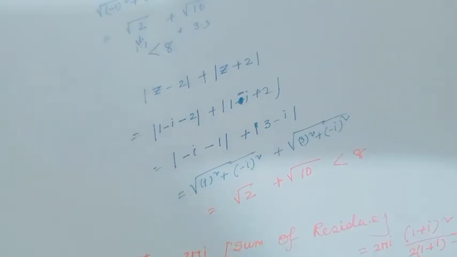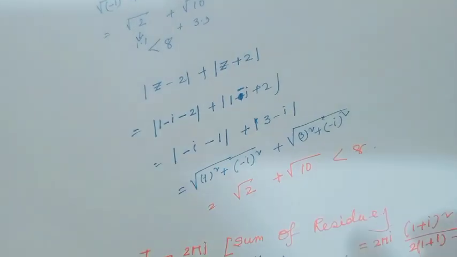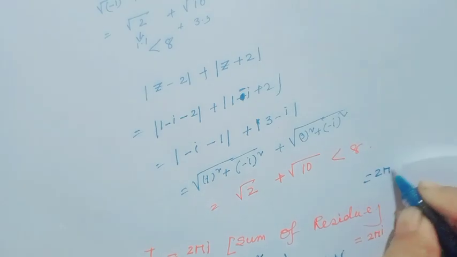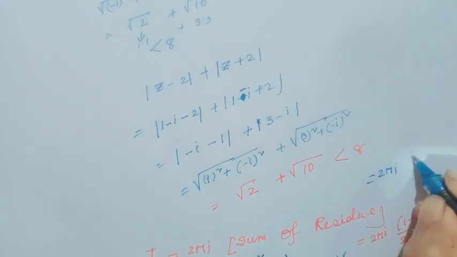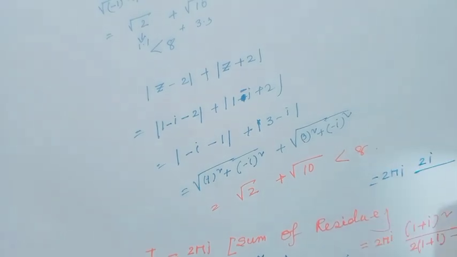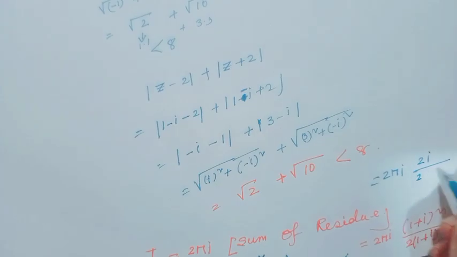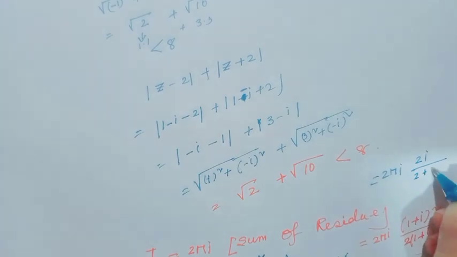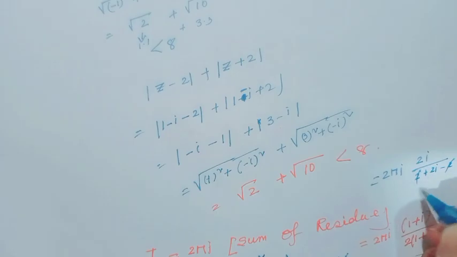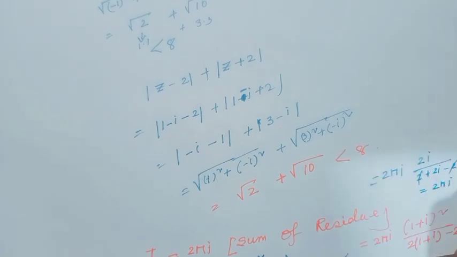This value is 2 pi i times (1 plus i) whole squared over 2 times (1 minus i) minus 2. So this value is equal to 2 pi i times 2i over 2 plus 2i minus 2. This would be cancelled. So this value is equal to 2 pi i.